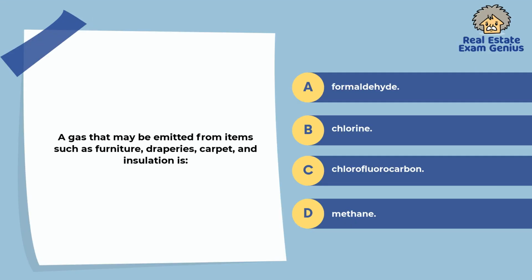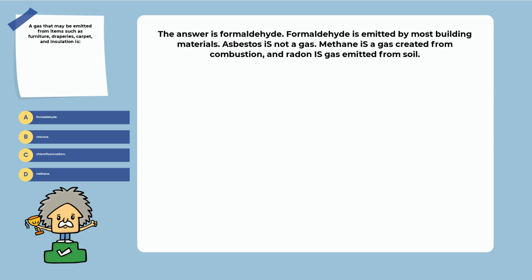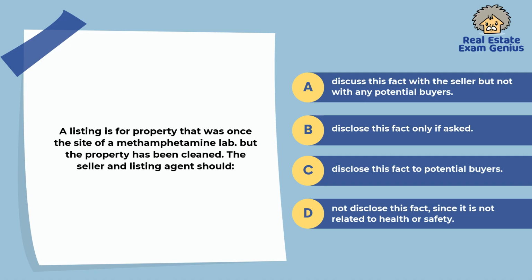A gas that may be emitted from items such as furniture, draperies, carpet, and insulation is formaldehyde, chlorine, chlorofluorocarbon, methane. The answer is formaldehyde. Formaldehyde is emitted by most building materials. Asbestos is not a gas. Methane is a gas created from combustion, and radon is a gas emitted from soil.